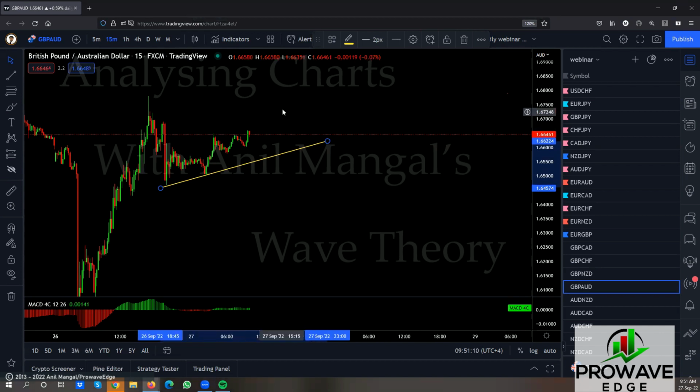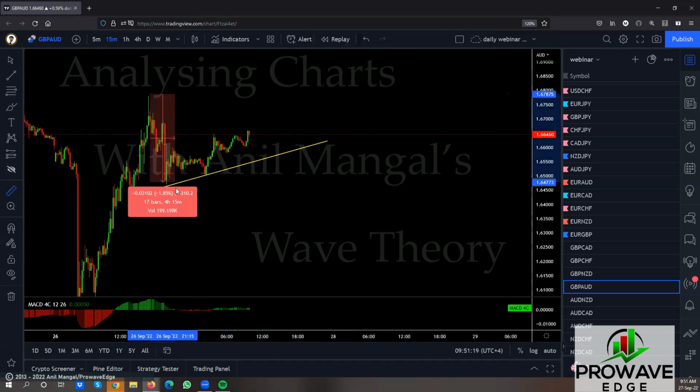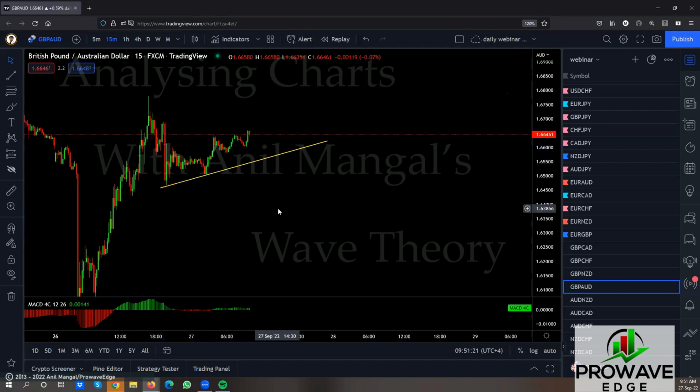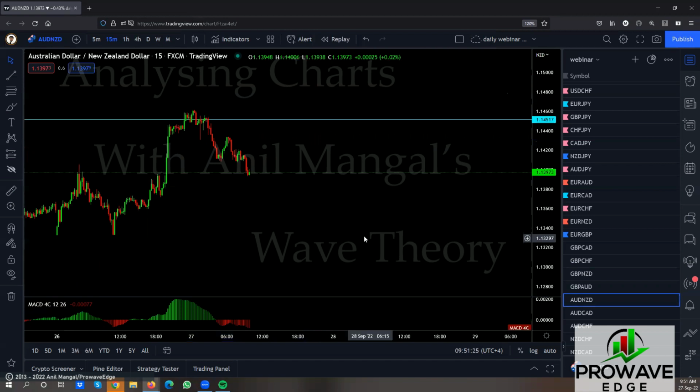It could be more complex. I'm drawing the simple one, right? They could spend much more time making up and down here, which means we can trade the range. The range is big. The range is 100 and something pips. 300 and something pips is a tradable range, right? Aussie, New Zealand.